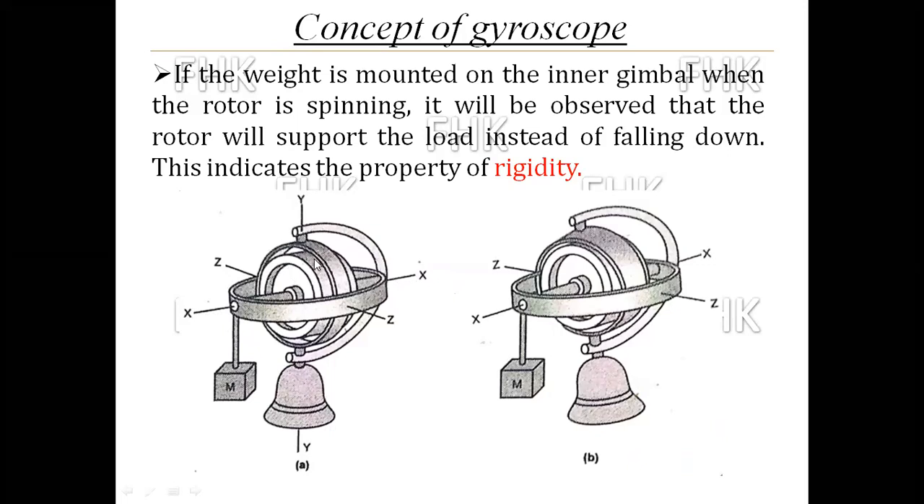Along with this axis, the complete rotor is tilting about the ZZ axis, which is called the tilting freedom. The complete rotor, with the spin and tilting axes, is rotated about the outer gimbal, which rotates about the YY axis. This is called the weaving freedom. So any rotating mass having 3 degrees of freedom is called a gyroscope.